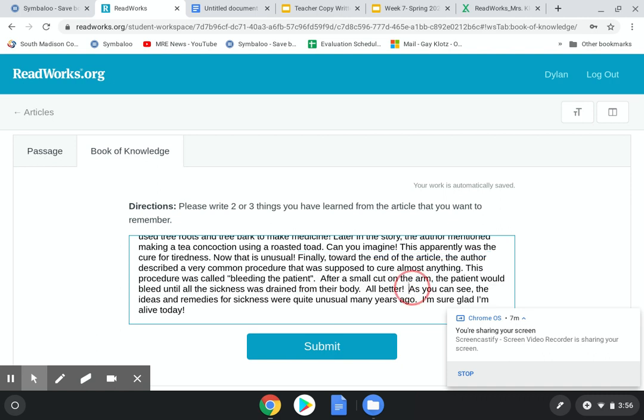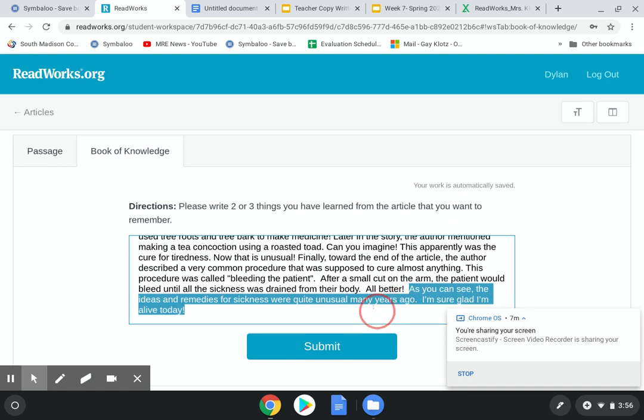And then finally, at the end of my article, I put a couple concluding sentences to wrap it up and not just come to an abrupt end. So at the end, I wrote, as you can see, the ideas and remedies for sickness were quite unusual many years ago. I'm sure glad I'm alive today. So that's how I wrapped up my story. And then down here at the bottom, once you're done, you will submit it.